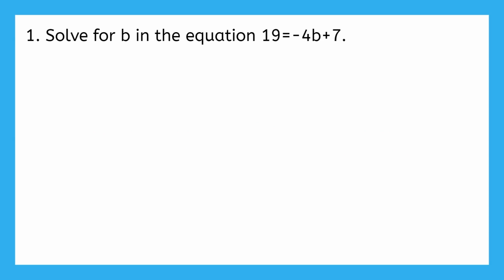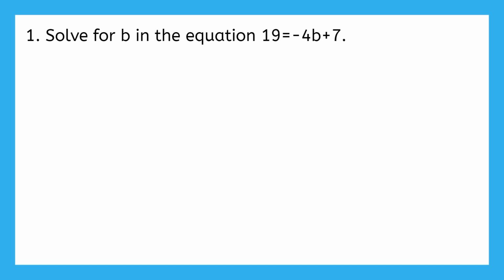The first example problem says to solve for b in the equation 19 equals negative 4b plus 7. Oh, hey, our variable is on the right side of the equation instead of the left. Actually, that doesn't really matter at all. We still want to get b by itself to find out what its value is. It just looks a little different, that's all.